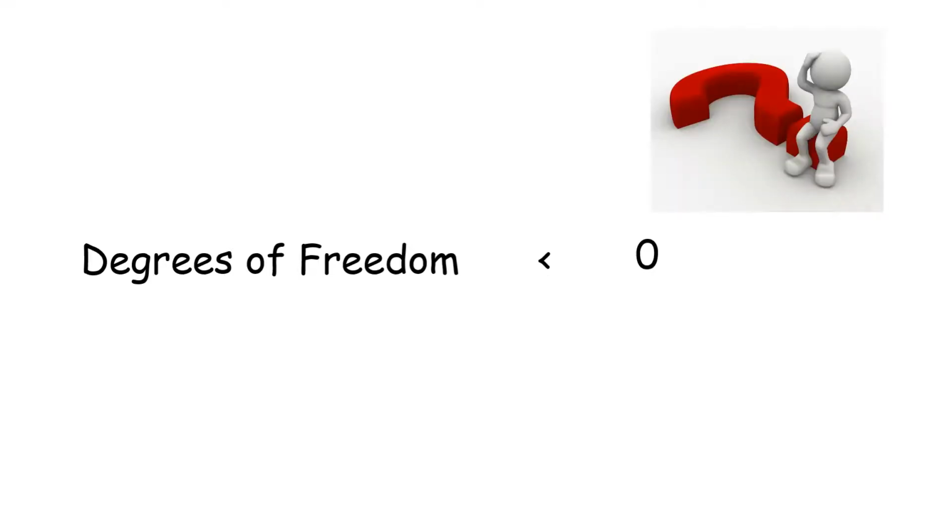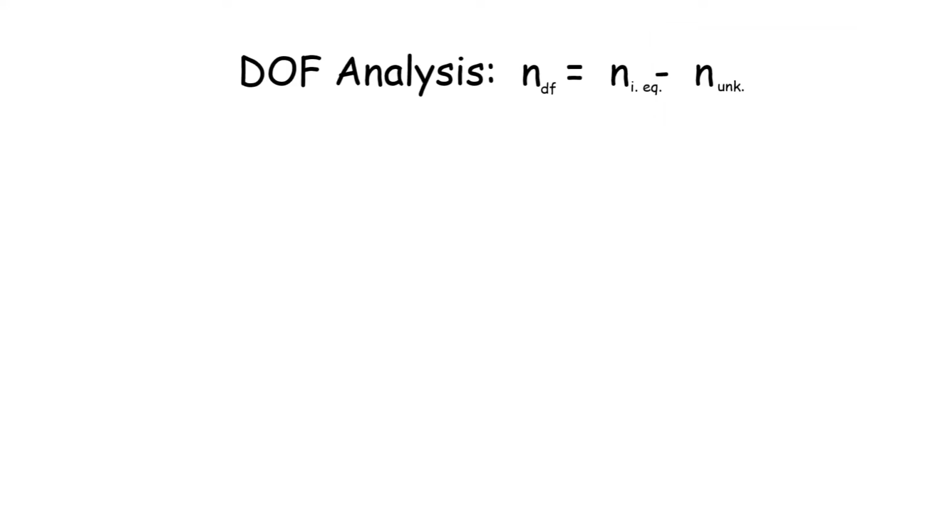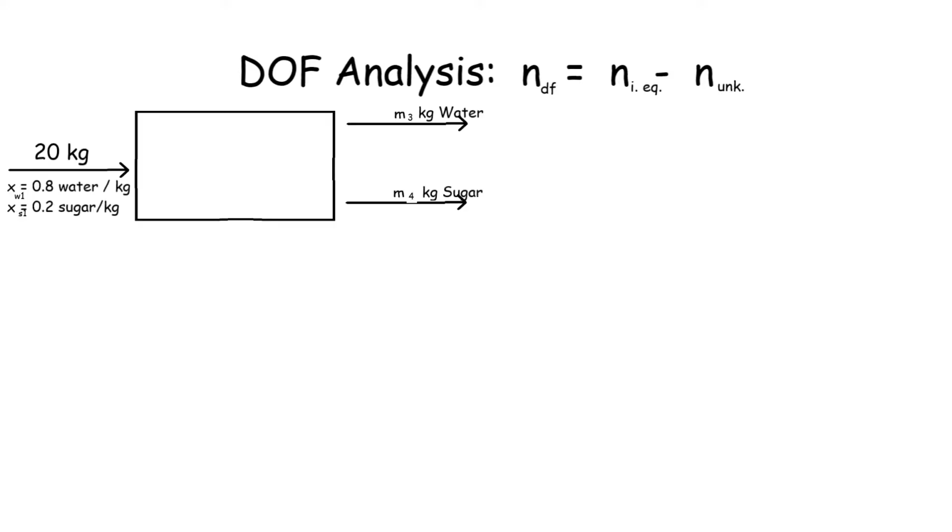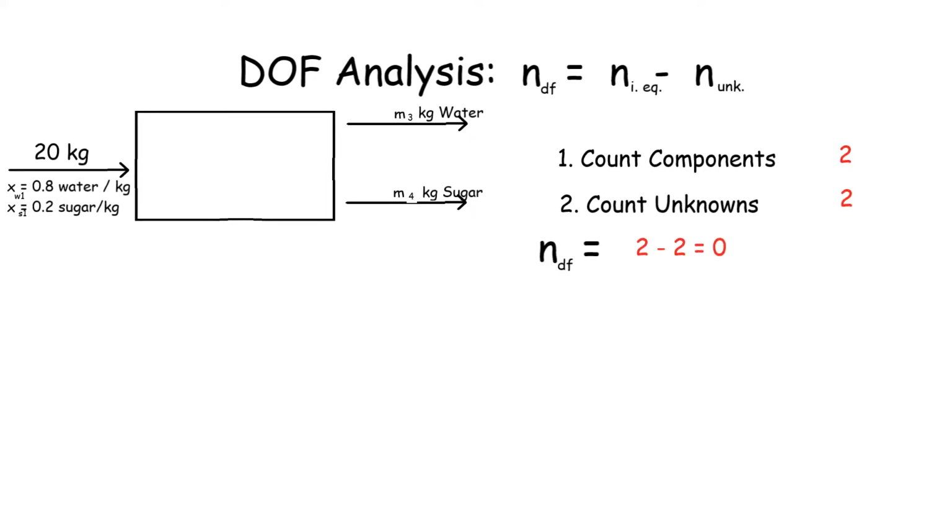To calculate these, we'll use this equation. N for the number of degrees of freedom equals n, the number of independent equations, minus the number of unknowns. So to do this, first, with a fully drawn and labeled flowchart in hand, we want to count up how many components we have. In this case, we would have sugar and water, so we have 2 components. Then we can count the unknowns, which again is 2. Then we can plug that into our handy dandy equation and find that we have 0 degrees of freedom, so this process is solvable.